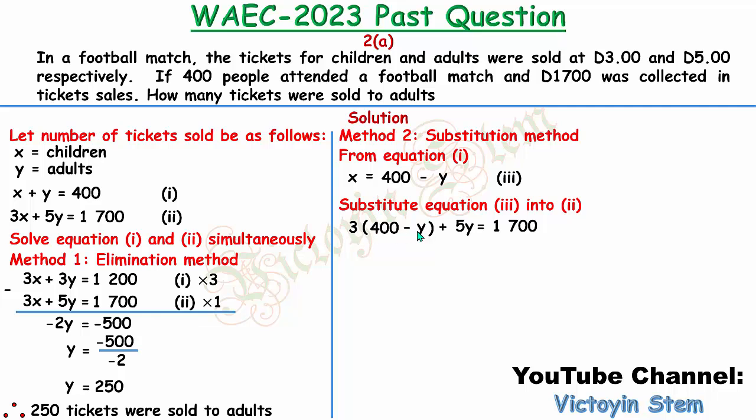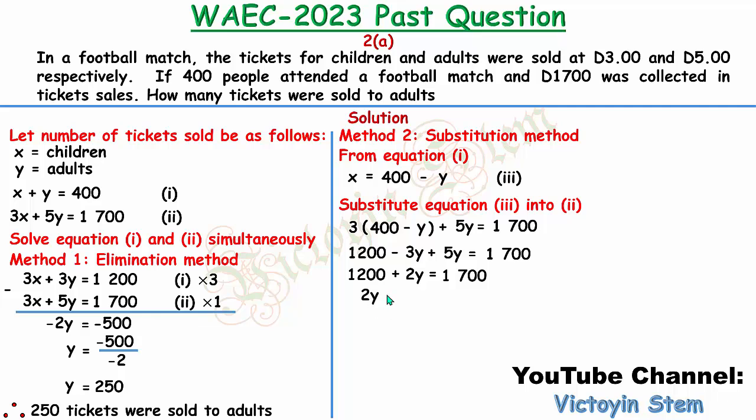Now I will expand this bracket. 3 times 400 is 1200 minus 3 times y is 3y plus 5y equals 1700. Now I have 1200 minus 3y plus 5y is plus 2y equals 1700. Remember, I'm looking for y. So I'll make 2y subject of formula first before making y subject of the formula.